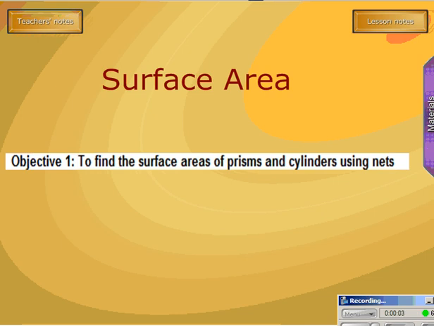Okay, good afternoon. Fifth graders, we are going to work on finding the surface area. So your objective here is going to be finding the surface area of prisms, and we'll review a little bit about cylinders, but primarily we are going to be looking at prisms. So you'll want to write this down in your Cornell notes.